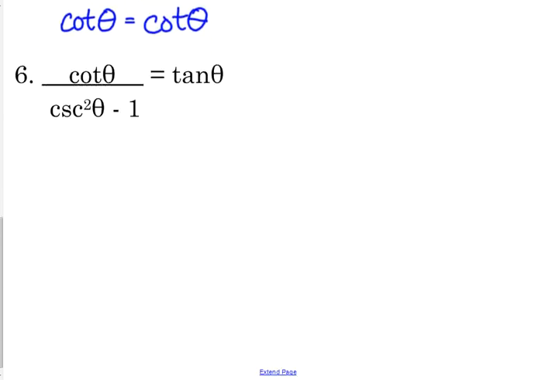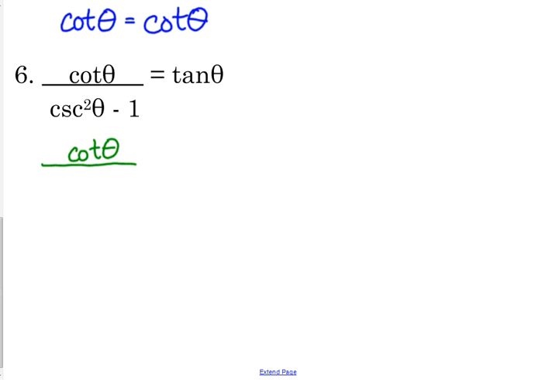Okay, let's look at another one. We've got cotangent of theta over cosecant squared of theta minus 1. We're trying to prove that it's equal to tangent of theta. Okay, at this moment, I'm not going to mess with the cotangent of theta because anytime I see a trig function squared and a 1, I'm automatically thinking Pythagorean identity.